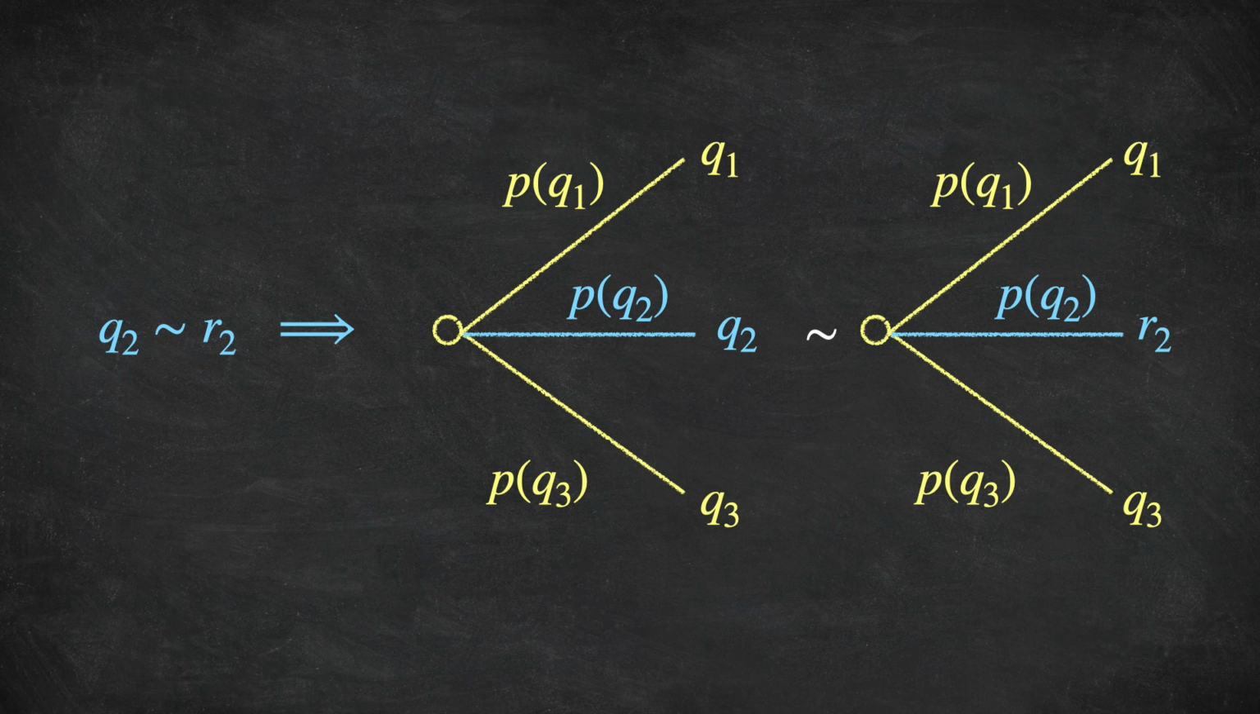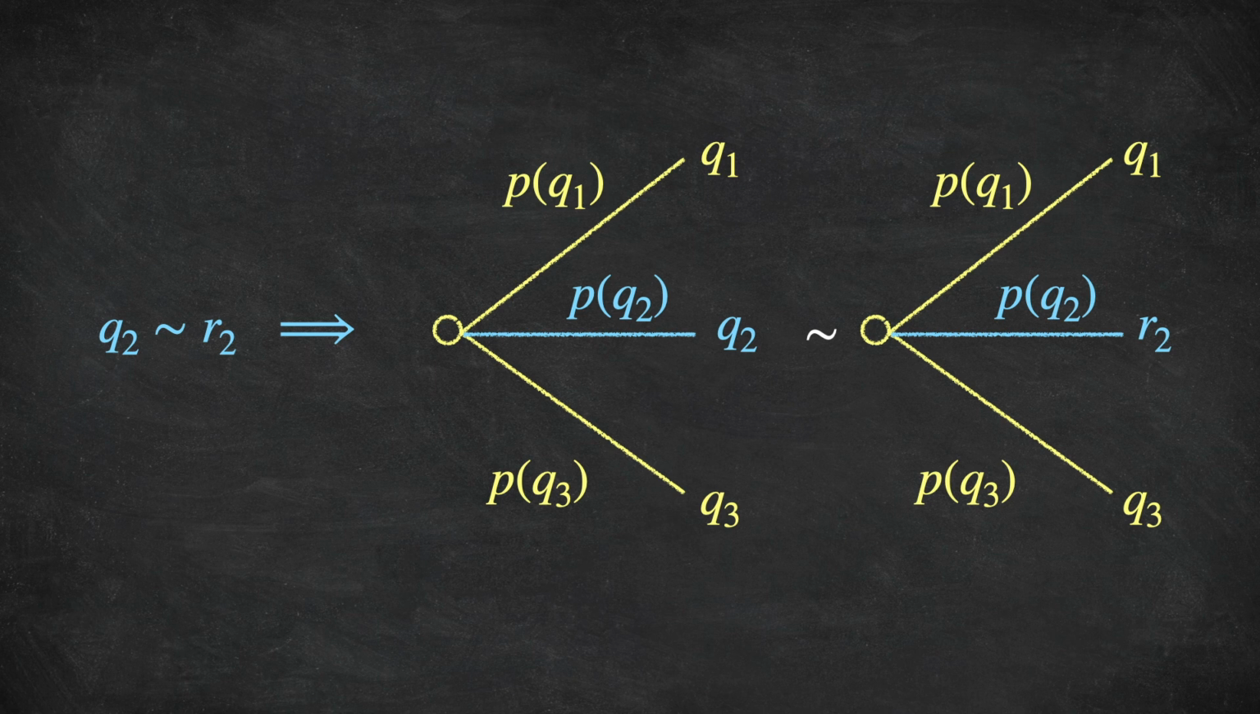Well then, if I look at two compound lotteries, so in the first compound lottery, I have probability P of Q1 of getting lottery Q1. This is the same as the other compound lottery, P of Q1 of getting Q1. And also P of Q3 of getting lottery Q3.